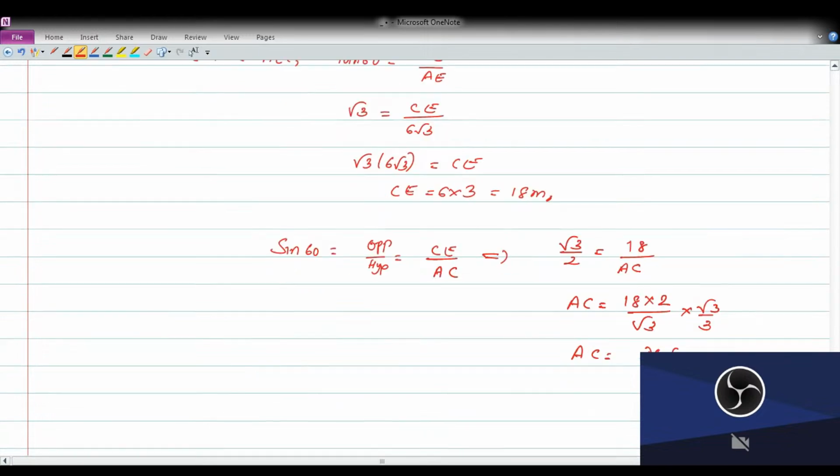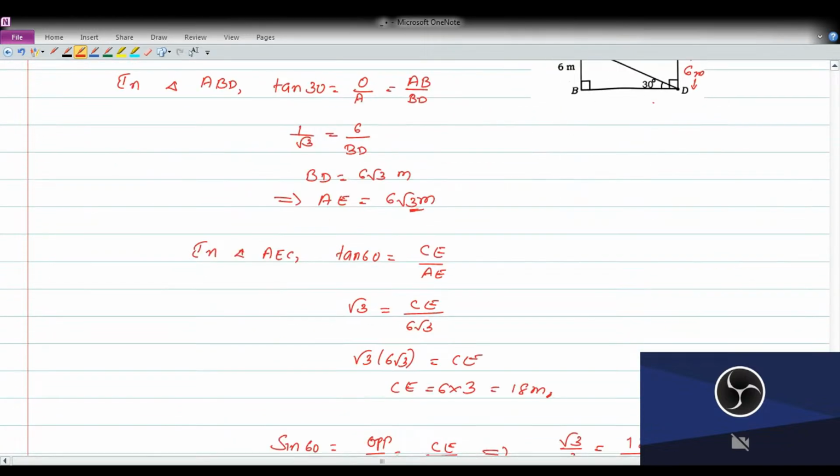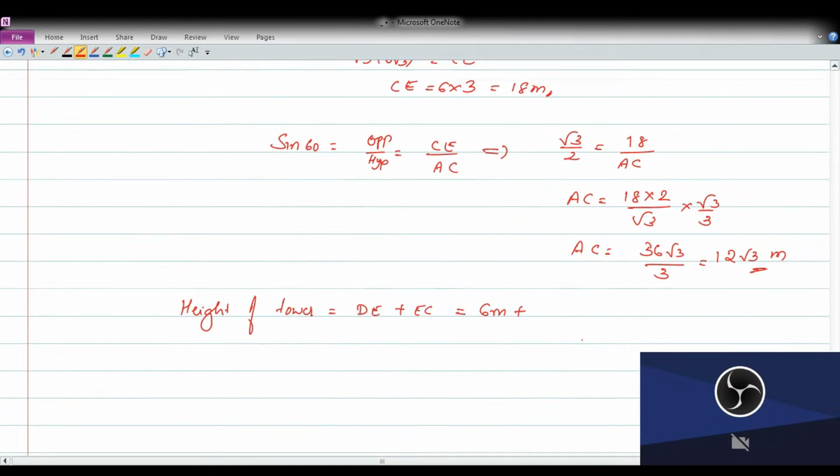After getting this, what is the height of the tower? Height of the tower is equal to DE plus EC. DE I have 6 from the figure, and EC just now I got, 18. So 18 plus 6 is equal to 24 meter. Distance between their tops, that is AC. Just now I got it as 12 root 3 meter.